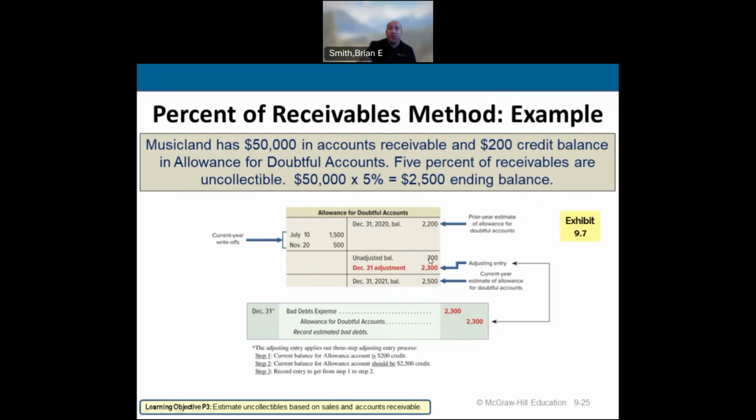Now, you could have a credit balance and you could have a debit balance in the allowance for doubtful accounts. It's one of those rare accounts that doesn't really follow all of the rules. Okay, you can have a debit or a credit balance in the allowance for doubtful accounts. And in your homework, you're going to see one that does have a debit balance. So instead of, in this case, just taking 2,500 minus 200 to get your amount, you're going to be on the other side of the number line, and you're going to have to add those two numbers to get to the adjusting number.